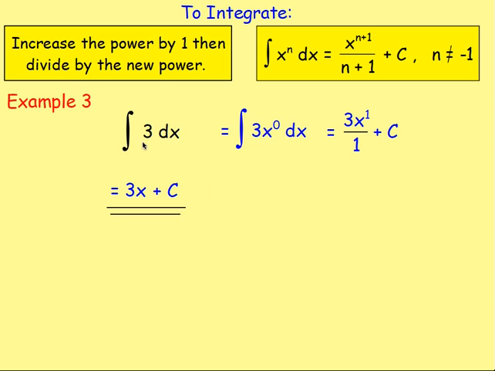Really, the rule is if you're just integrating and you've only got a number, all you do is you put an x beside it, if you're integrating with respect to x. So if you're integrating 7 with respect to x, it would just become 7x. Integrating 19 with respect to x, it would become 19x. Integrating pi with respect to x, it would be pi x. And again, for each one of them, you'd always have plus c.